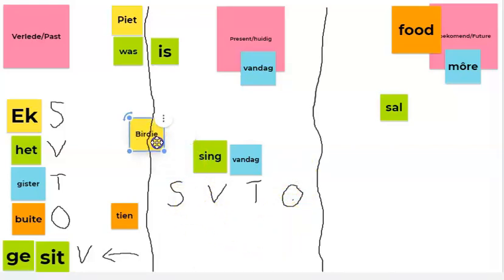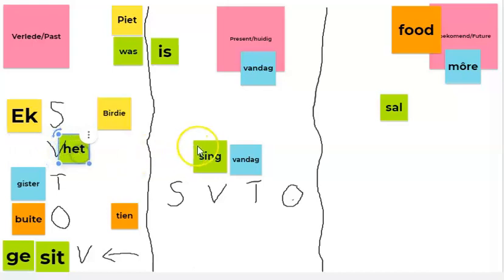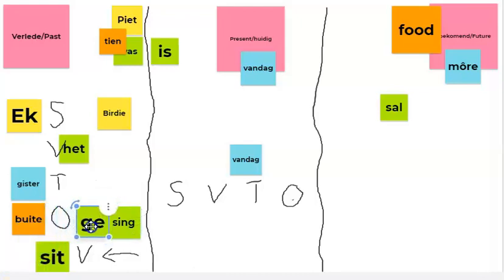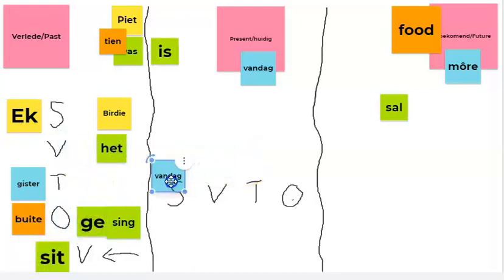Now, birdie can go back. Remember what het does. Het hears there's another verb coming, and he doesn't like that. So the moment that sing comes through, he kicks it right to the end, and sing becomes gesing. And vandag can't go through, so vandag becomes gister. So let's read the sentence. Birdie het gister gesing. Good. So I'll see you in the next video and we'll carry on with this example. But then we're going to take the two sentences into the future.